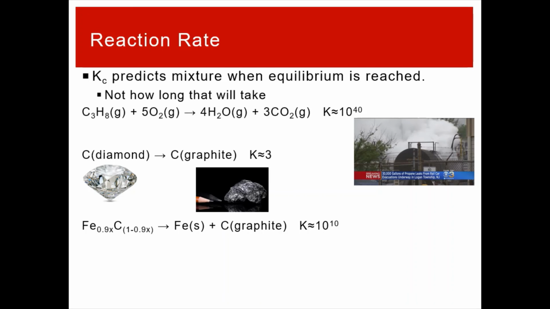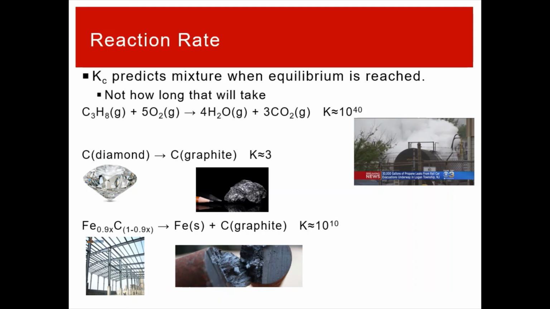It's just a solid reacting based on collision theory. We know that's really, really slow. Same thing, this bottom reaction with the Fe and the C, that's iron and carbon. That's steel. It should happen that if you have a piece of steel, it should just on its own become pure iron and carbon. The equilibrium constant is 10 to the 10th, very high. It really should occur. But again, it's just a piece of solid reacting that has really, really slow kinetics.